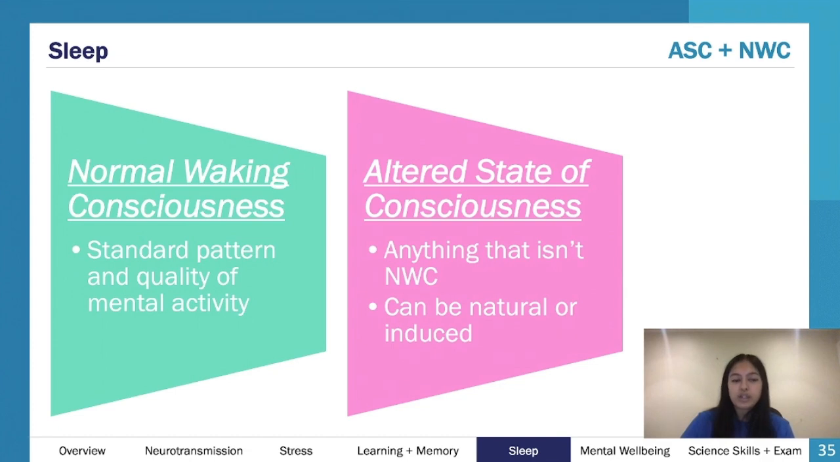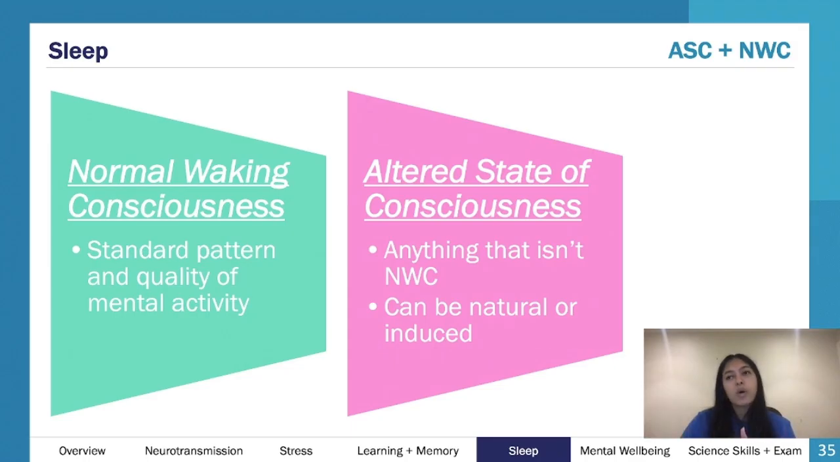So your normal waking consciousness, it's hopefully what you guys are right now. You're awake, you're alert, you're pretty aware of your surroundings, you're pretty aware of what you're thinking, you're pretty aware of the time, that sort of thing. An altered state of consciousness is any time where your awareness basically drops.